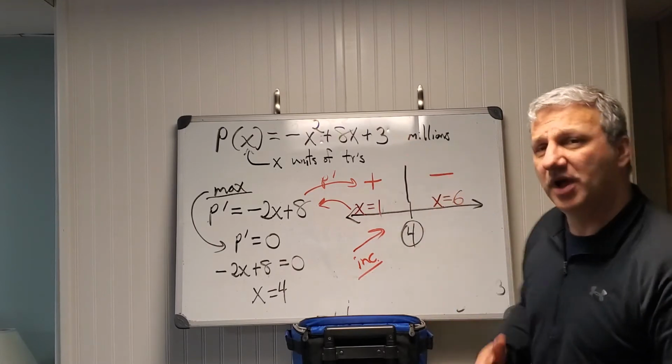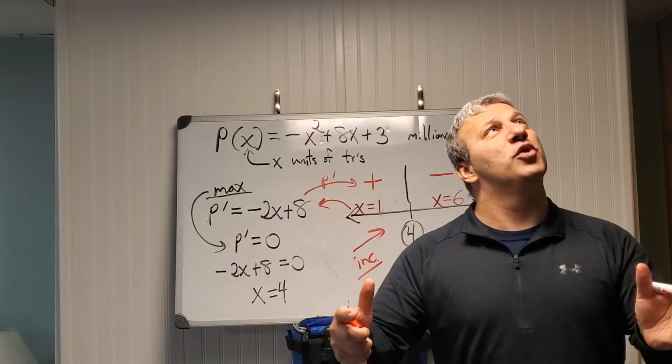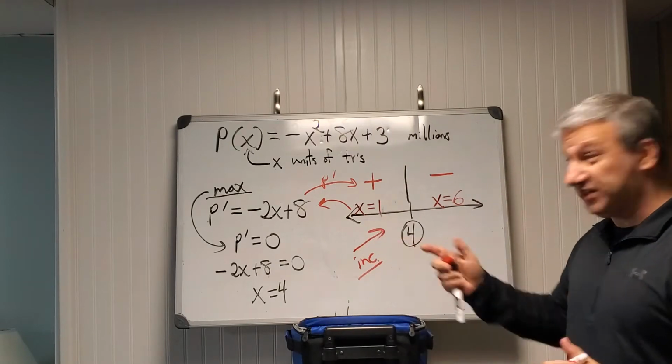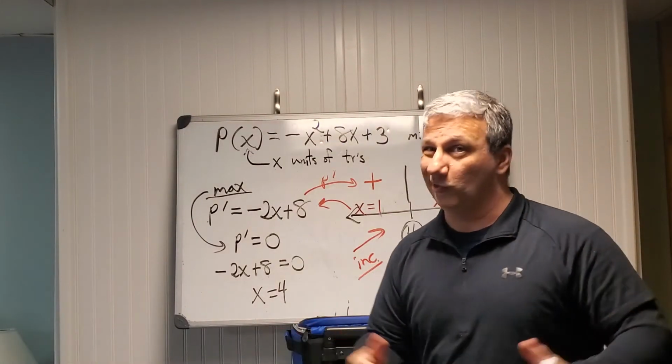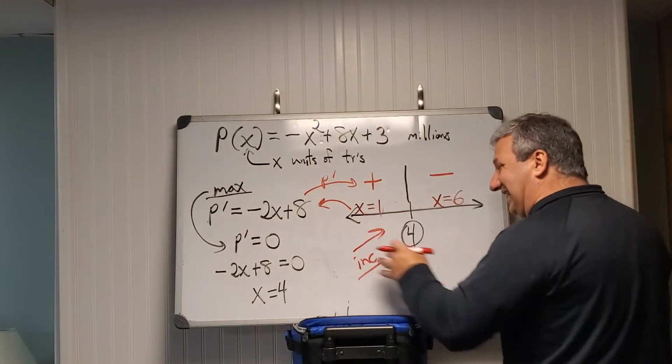Well, think about a maximum. Maximum profit. What do you got to do to get to a maximum? You have to increase. So that makes sense to me, guys. If it was decreasing, we're not going towards a maximum. All right, so we got increasing.